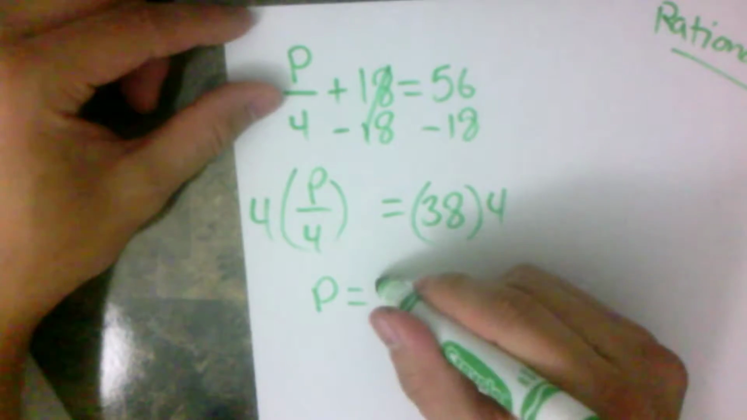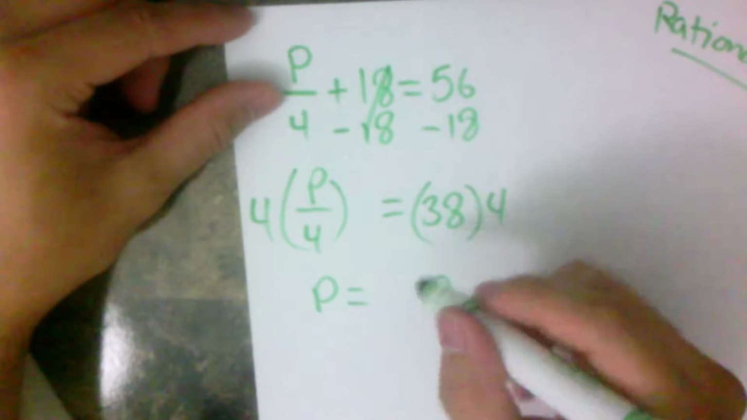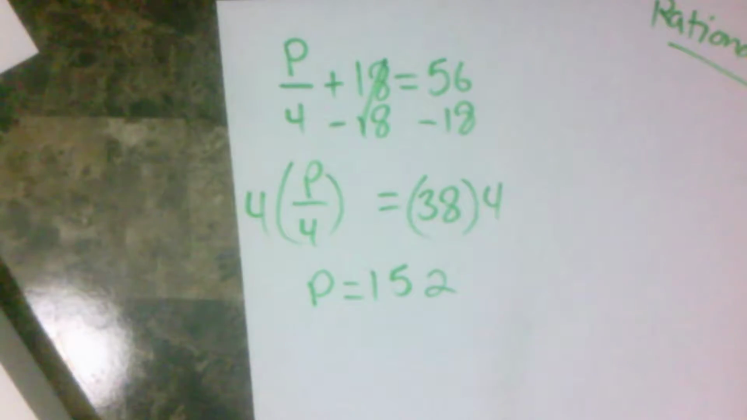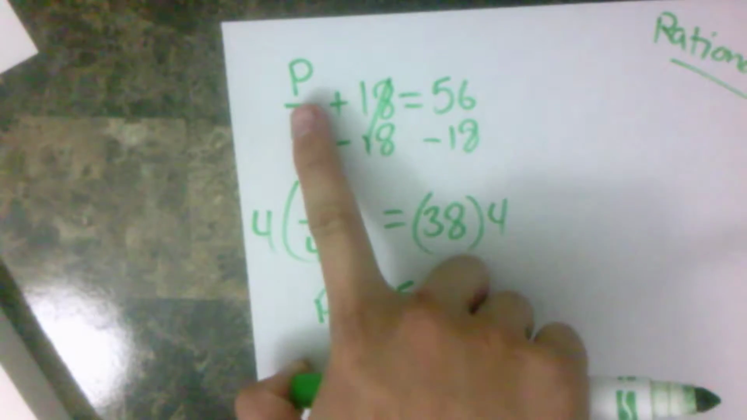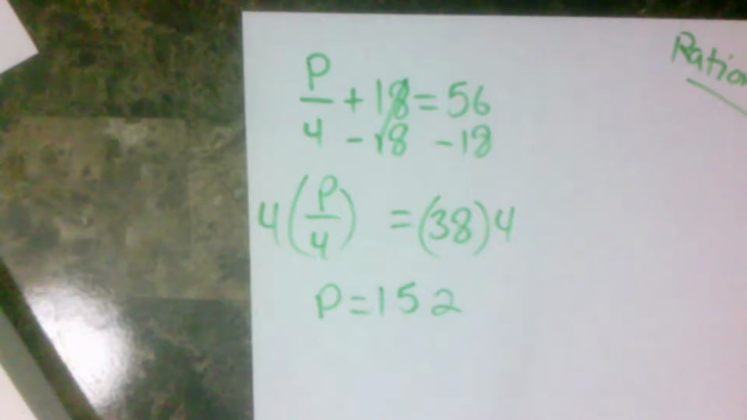You will get P is equal to 38 times 4. Wait, was that it? Oh yeah, I'm sorry. There you go, 152. Sorry about that. So your final answer here would be P is 152. You could check that by plugging it back into your equation up there, so 152 divided by 4 plus 18, but it will be fine. It all works out.